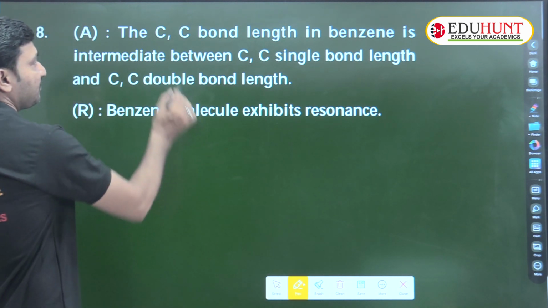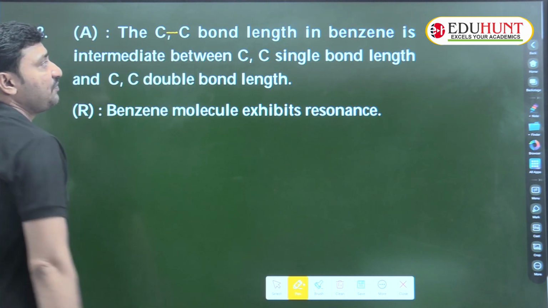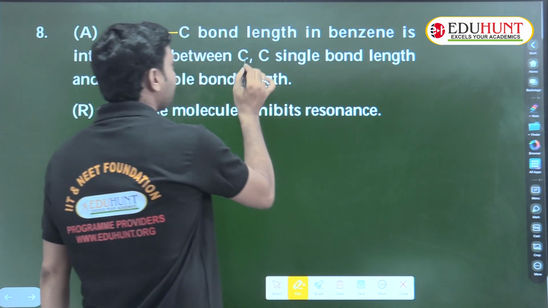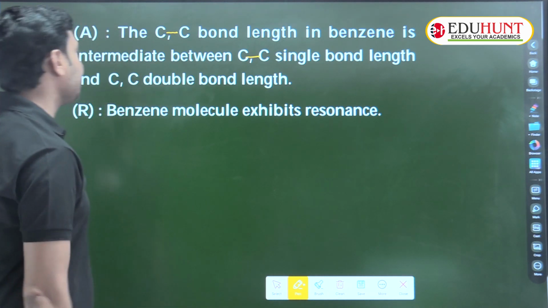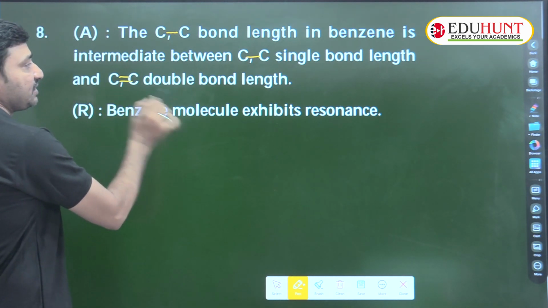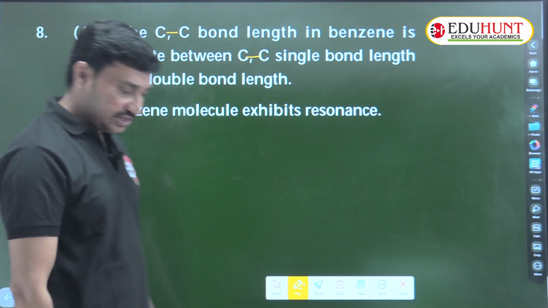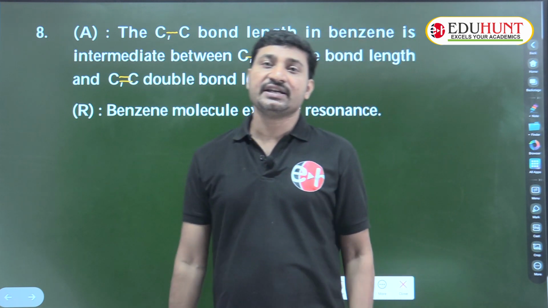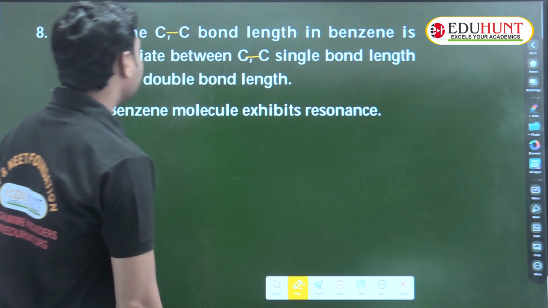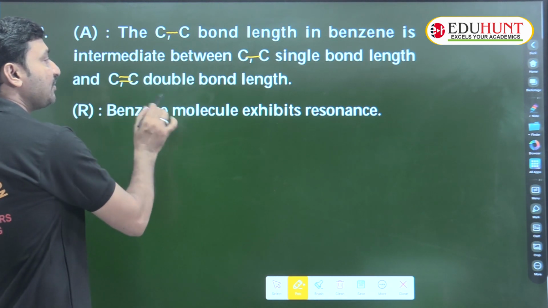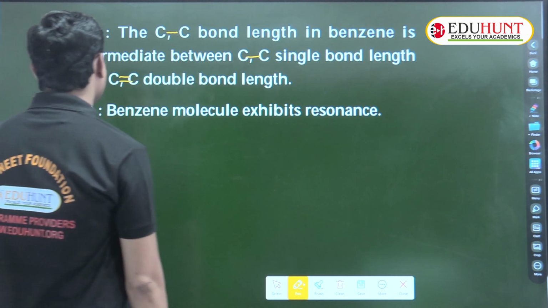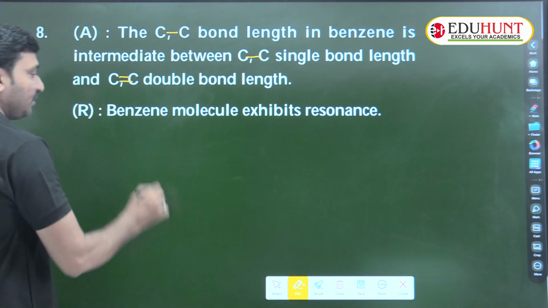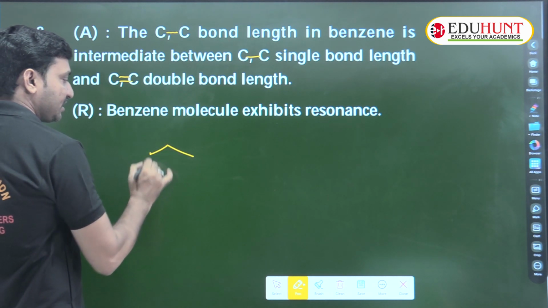See this question. The C-C bond length in benzene is intermediate between the C-C single bond length and the C=C double bond length. In benzene, the C-C bond length is intermediate between the C single bond length and also the C double bond length. Benzene molecule exhibits resonance. What is the structure of benzene?